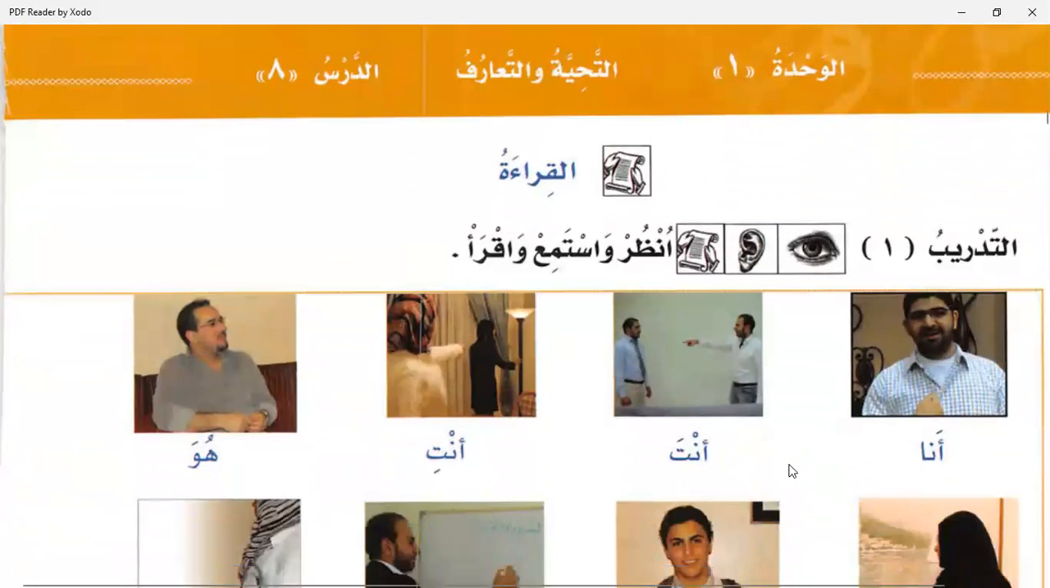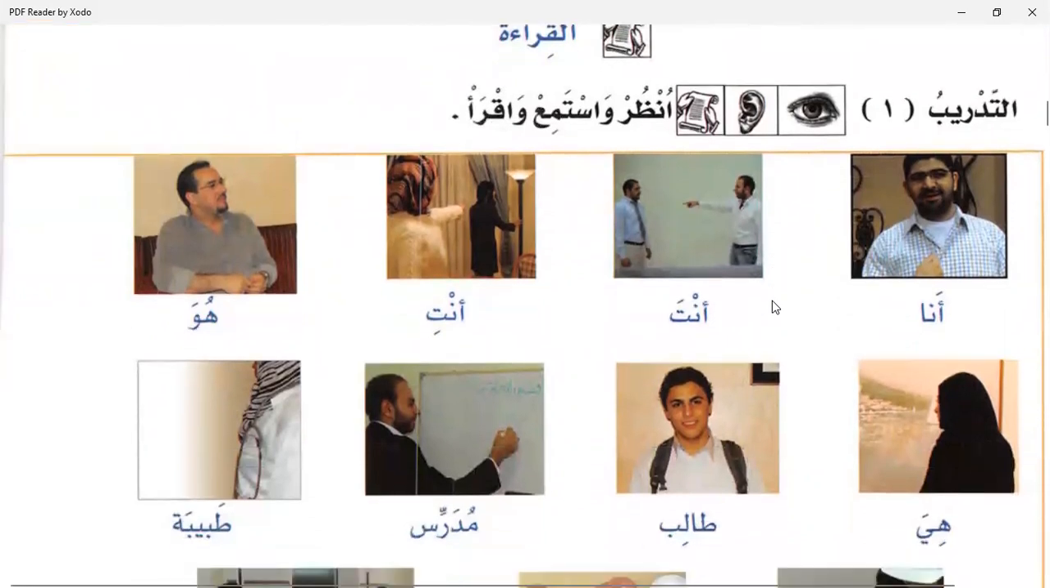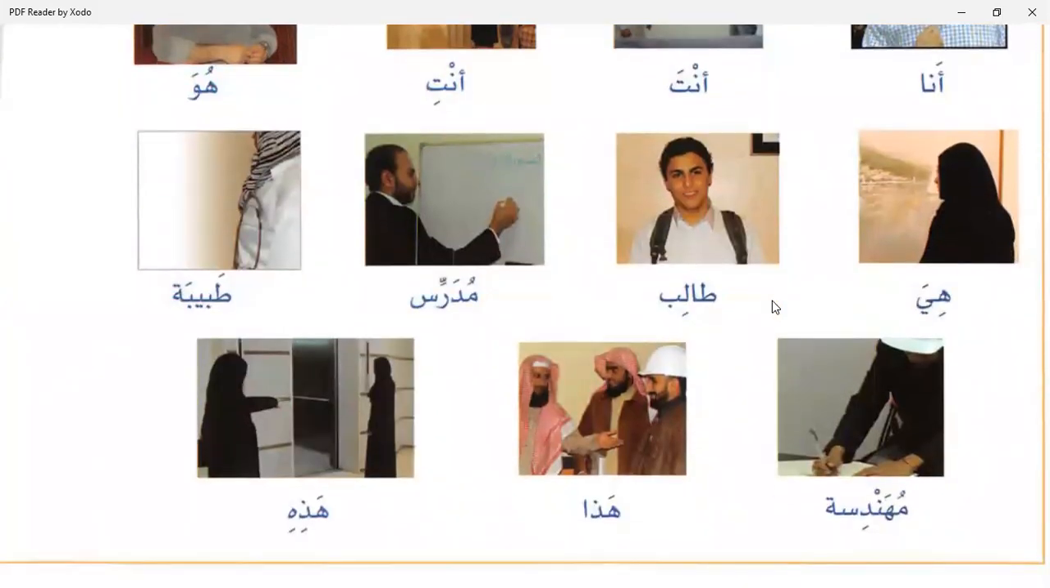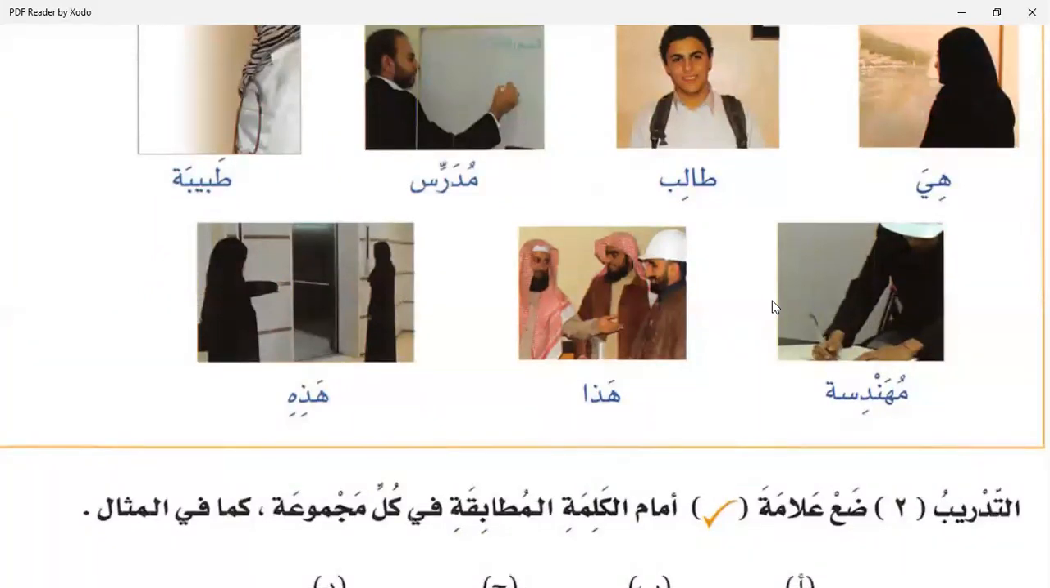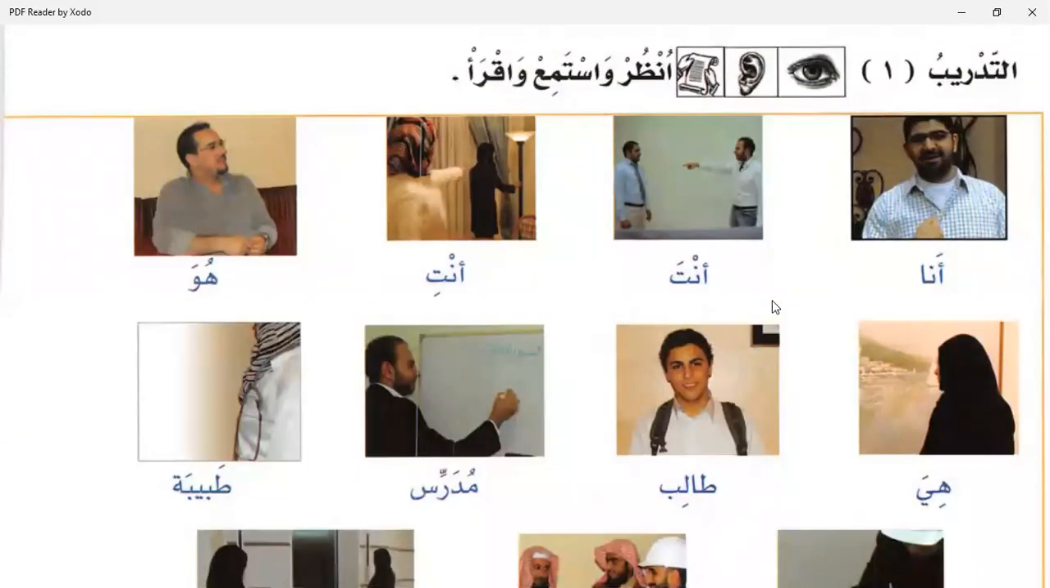Okay. So we have At-Tadribul Awwal, the first exercise, Unzur Wastami Waqra. Look and listen and read. Anyone just raise her hand who wants to read it. Okay, Miss Amina, read it. Ana, anta, anti, huwa, hiya, talib, mudarris, tabiba, muhandisa, hatha, hathihi. So, I hope you all know the meanings of these words. If anyone does not know, she can ask me by unmuting her microphone.